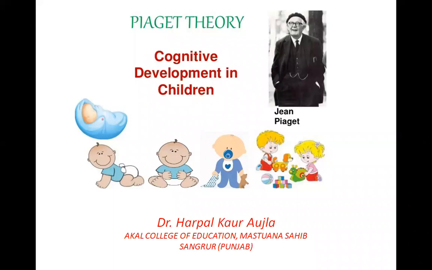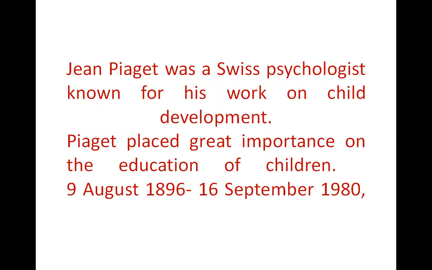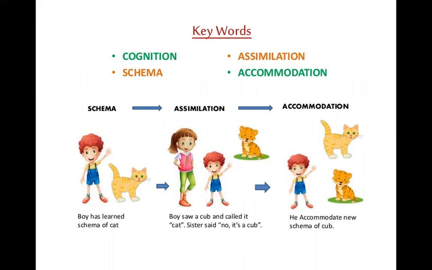So, who was Jean Piaget? He was a Swiss psychologist who is very well known for his work on child development. He worked on the cognitive development of children, and he laid great importance on the education of the children. His lifespan was 1896 to 1980. Here, the four main keywords in Piaget's philosophy are: cognition, schema, assimilation, and accommodation.